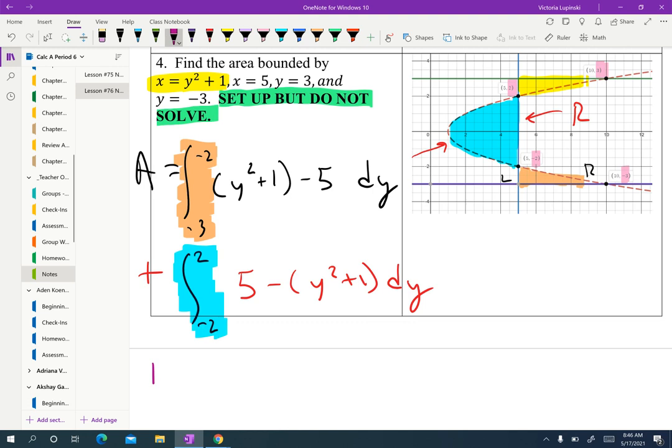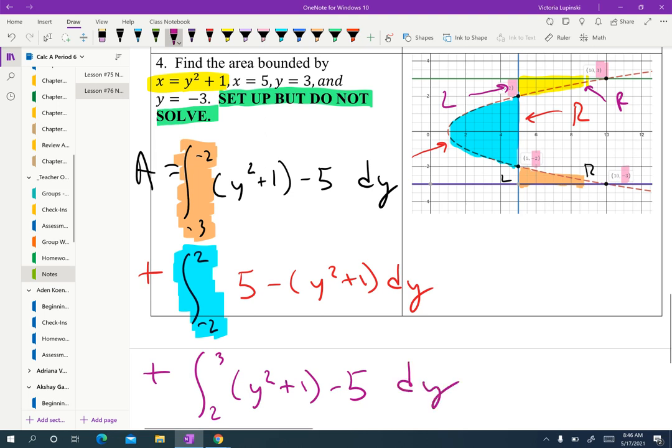Then finally, you're going to have to add the third slice, which is the yellow slice, which goes from 2 to 3. And again, if you're doing the right minus the left, you're again starting at the quadratic, which would be y squared plus 1 minus 5. And that whole thing would be dy as well. And again, just a little color coding to make sure that you understand.